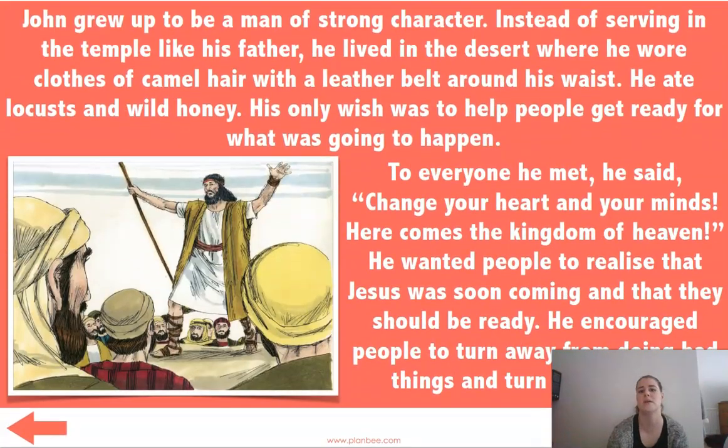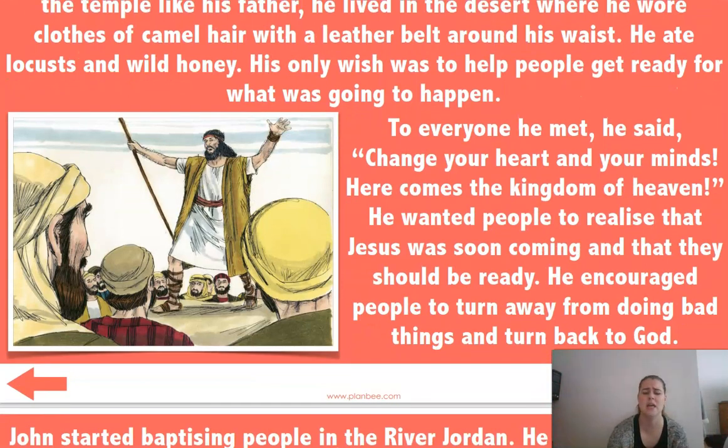So John grew up to be a man of very strong character, and instead of serving in the temple like his father, he lived in the desert where he wore clothes of camel hair with a leather belt around his waist. He ate locusts and wild honey, and his only wish was to help people get ready for what was going to happen. Now, to everyone he met, he said, "Change your heart and your minds. Here comes the kingdom of heaven." And he wanted people to realise that Jesus was soon coming, and they should be ready.